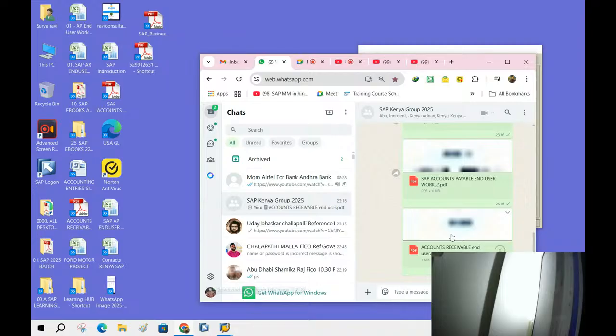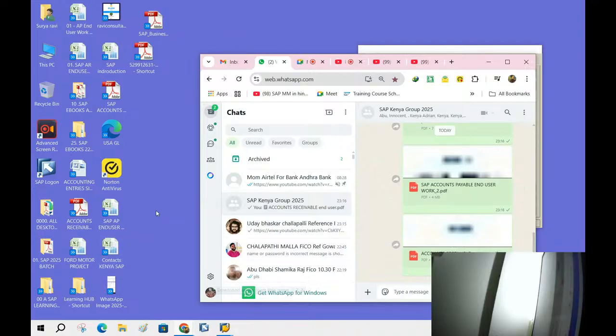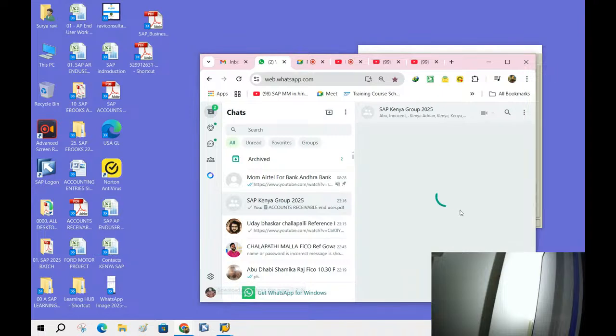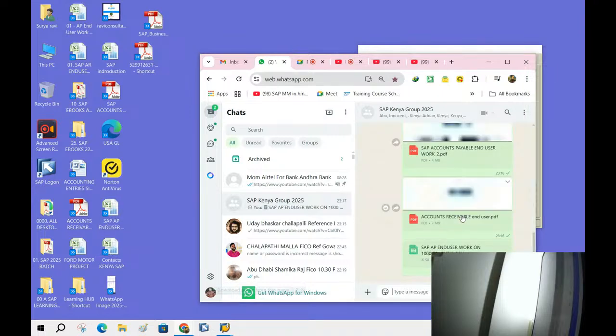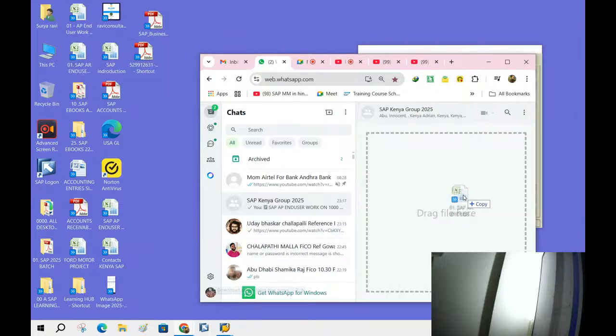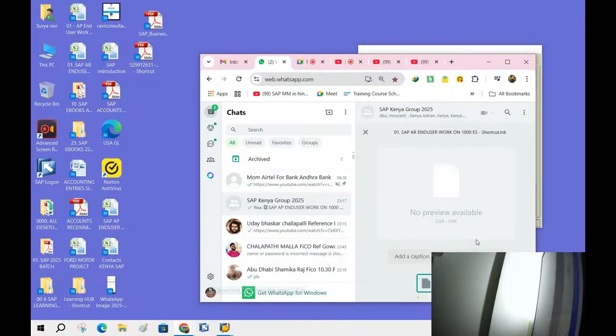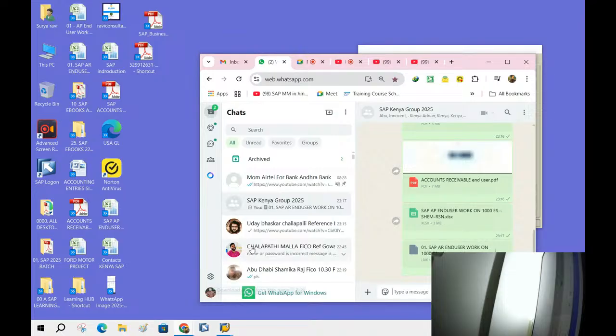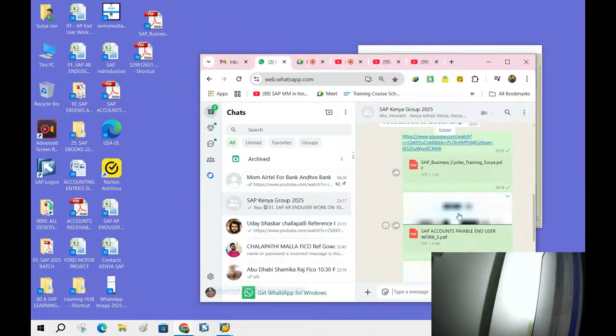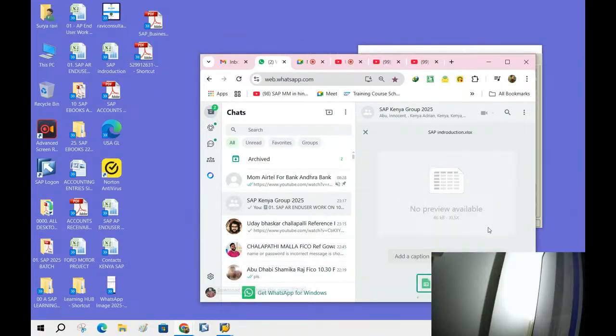You can go through the YouTube, and these are your SAP end user steps, and this is your AR and AP. Both the things I have put. Clear? And I request you to go through the whole of the SAP introduction, whatever is given here.